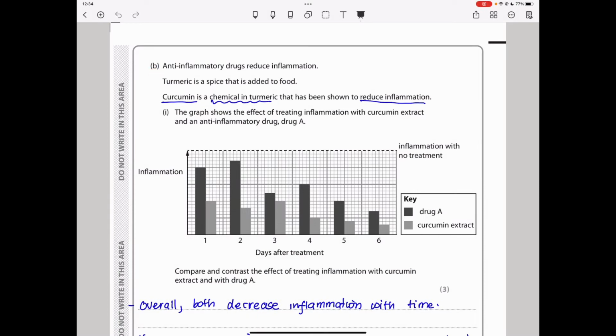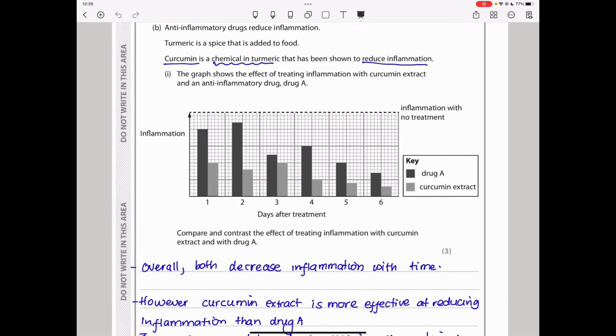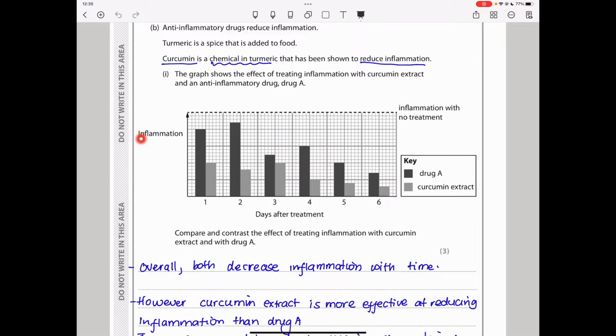Part B, anti-inflammatory drugs reduce inflammation. Turmeric is a spice that is added to food. Curcumin is a chemical in turmeric that has been shown to reduce inflammation. The graph shows the effect of treating inflammation with curcumin extract and an anti-inflammatory drug A. So here we can see the data in this graph. The y-axis is showing inflammation, while on the horizontal axis we have days after treatment. So this is day 1 until day 6 for drug A and for the curcumin extract.